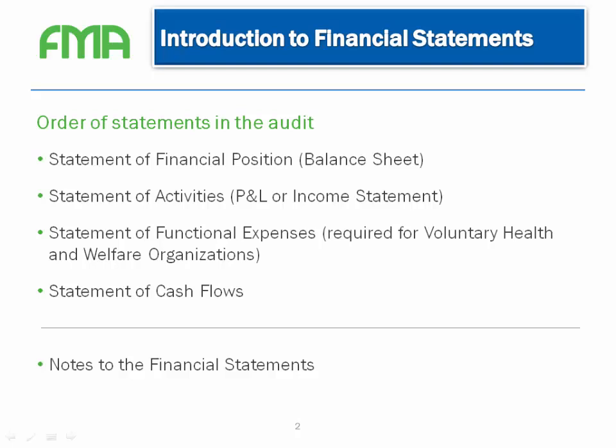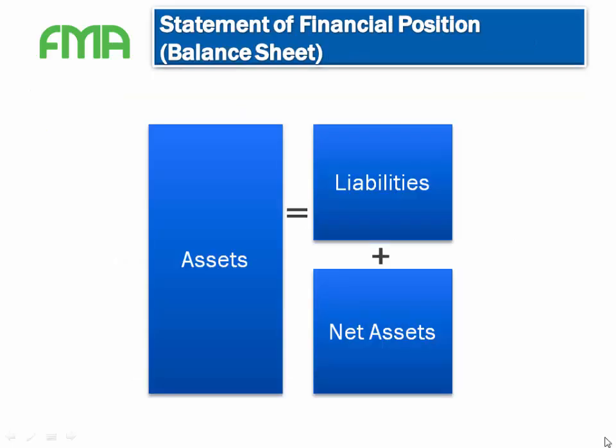Finally, we have the statement of cash flows, which is known also in the for-profit sector as the statement of cash flows, so we at least have agreement on one of the 4. And then following the financial statements themselves is a set of notes to the financial statements, and we'll talk a little bit about what is included in the notes.